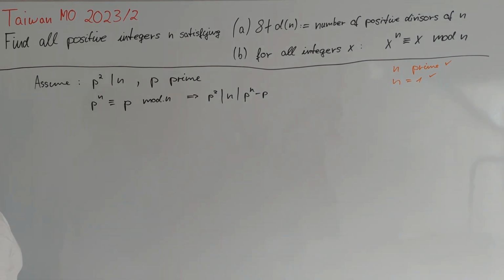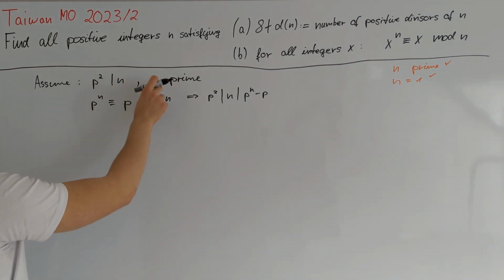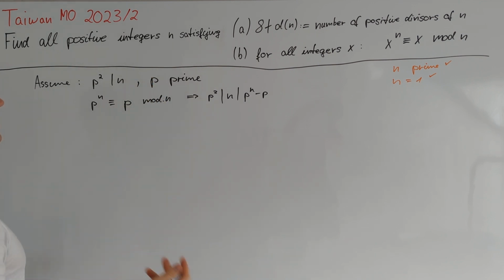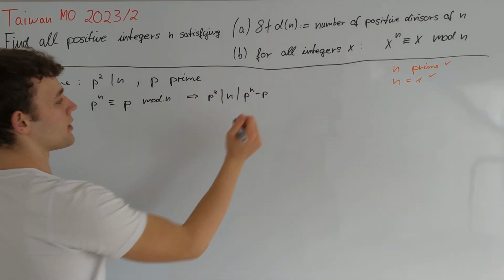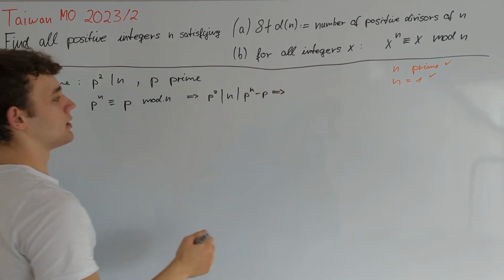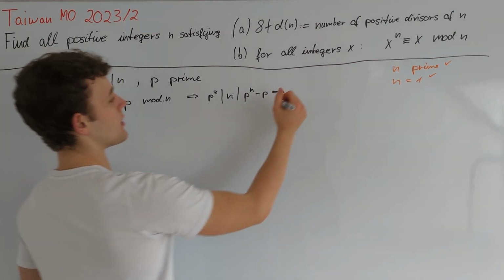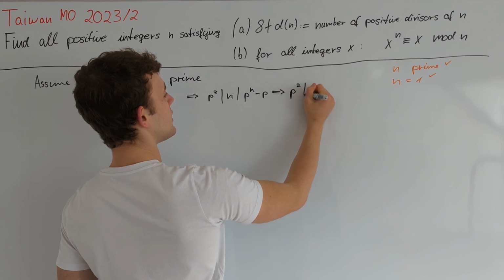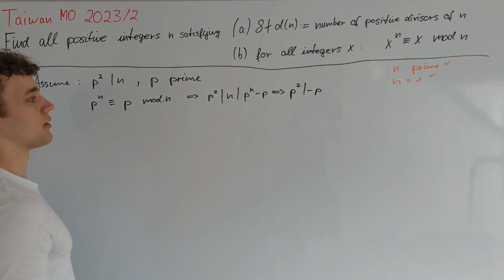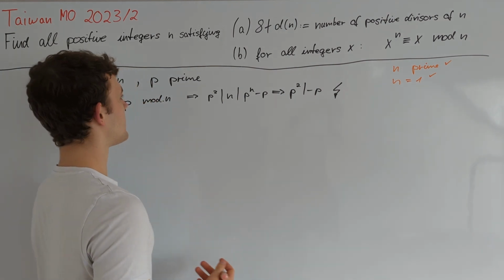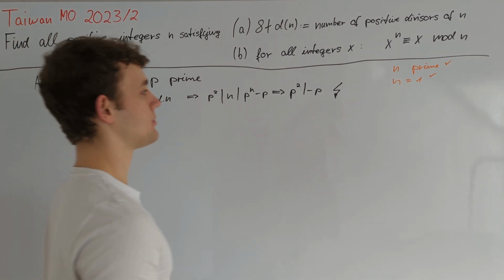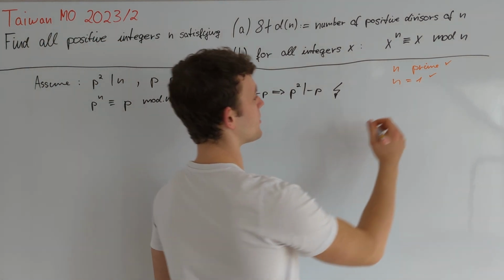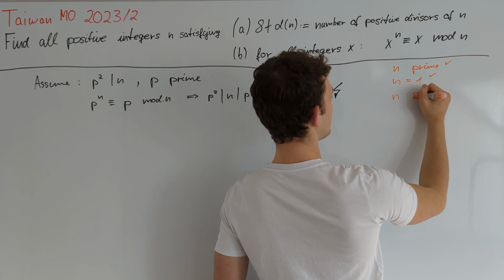Now we have assumed that p squared divides n for p prime, and so of course n is greater than or equal to 2, and so p squared must divide p to the power of n, and therefore if we subtract that, we get that p squared divides negative p, which is of course a contradiction. Therefore, our assumption was wrong, and we can conclude that n must be square free, namely that no square of a prime can divide n.